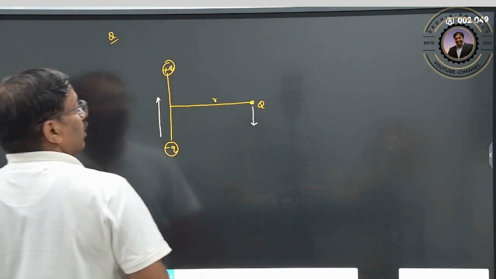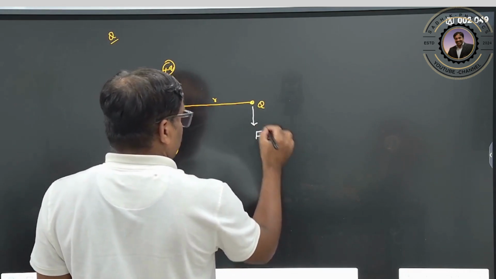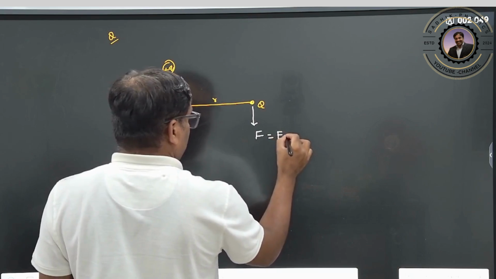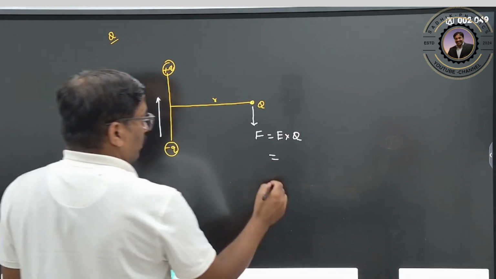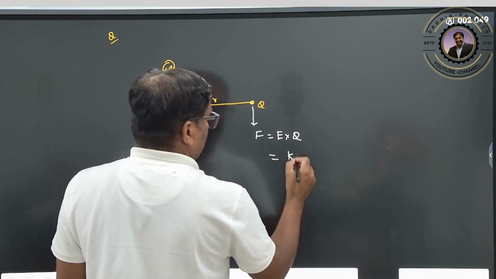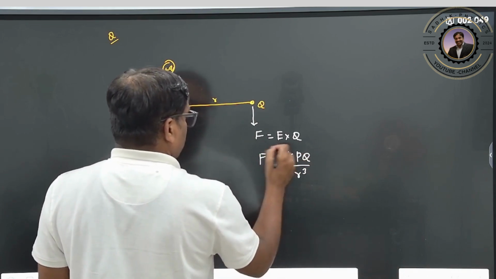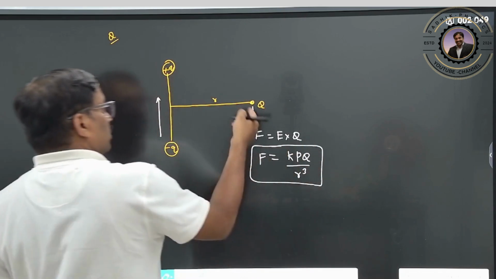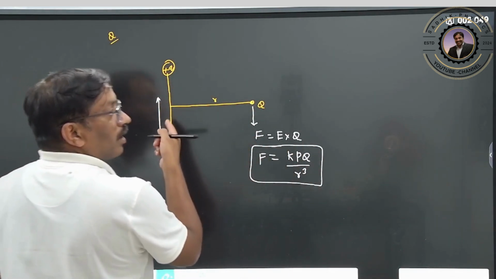Clear? So the electric field, and therefore the force acting on this charge is how much? The electric field into Q, correct? The electric field due to this dipole is how much? So K into P into Q by R cubed. This is the force acting on the charge. That much amount of force is acting on the dipole now.